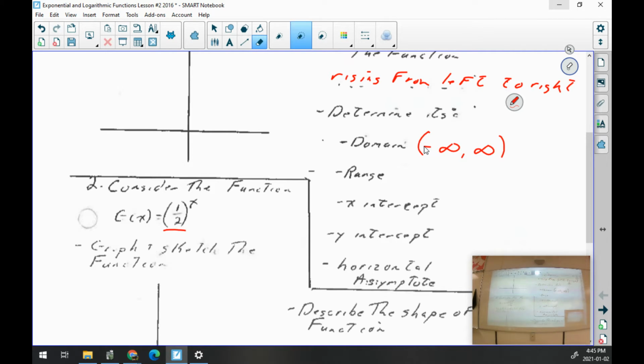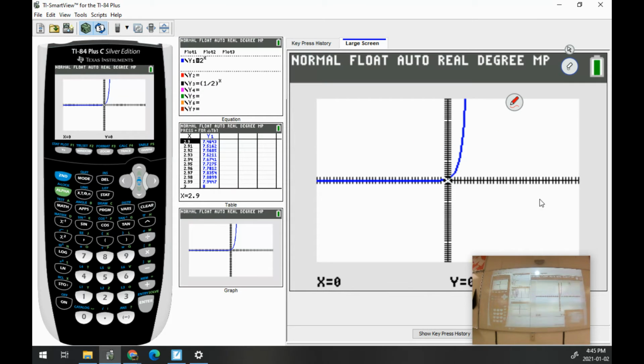Now the range definitely has a limitation. We have no values falling below the x-axis. So we have a graph here where y is greater than 0, or y is greater than or equal to 0. And one way to check is to trace to the left, so let's go trace.